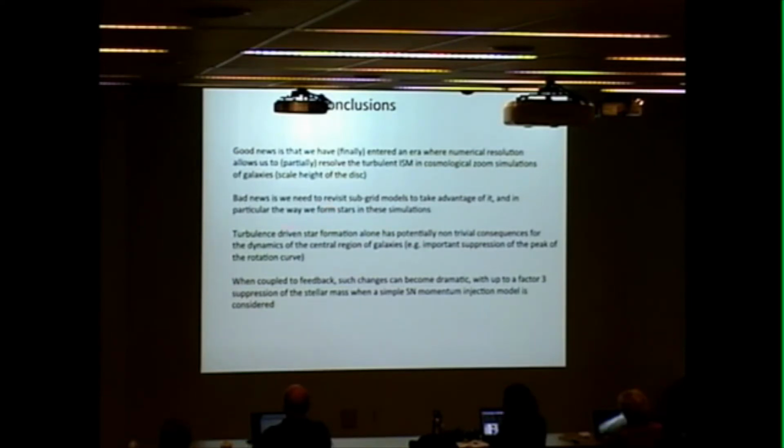And then I hope I've convinced you that turbulence-driven star formation alone has potentially non-trivial consequences for the dynamics of central regions of galaxies, and that when it's coupled to feedback, these changes can become dramatic. Even with a simple model, which just has a standard set-up solution for supernova, we can reduce the mass of stars that we form by a factor of 3 more than with the density threshold star formation. That's it.